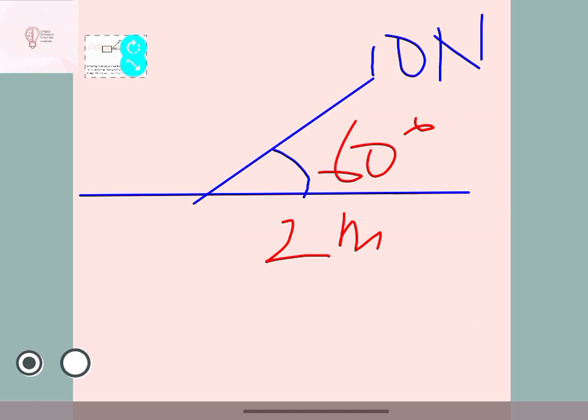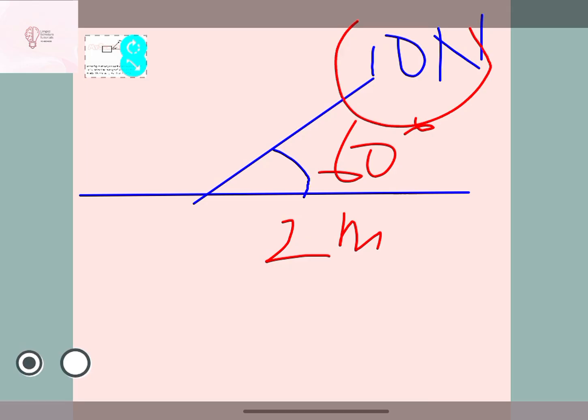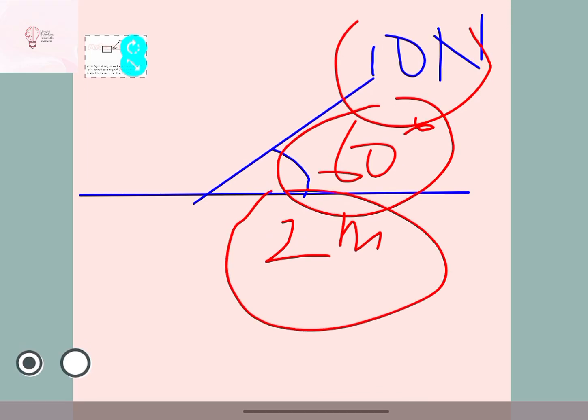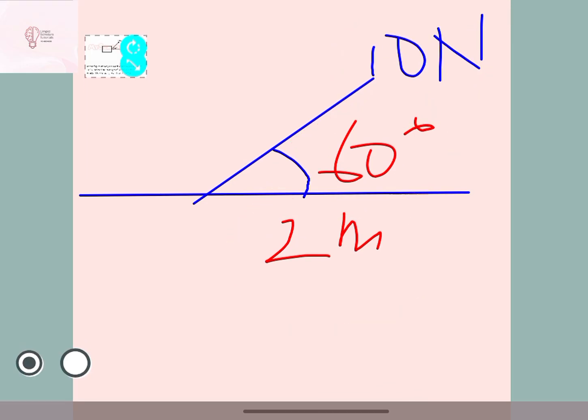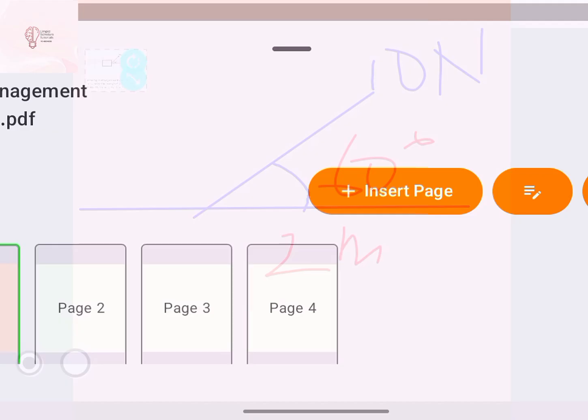So let's check this question. When you see something like this, what are you going to do? Okay, remember, when you see something like this, they ask you to find the work done. What are you going to do? You will see that there is 10 Newton, there is 60 degrees, and there is 2 meters. What are you going to do? We are going to resolve. Remember our formula, this times this times this. Do you understand now? So what we are going to do here is work done.